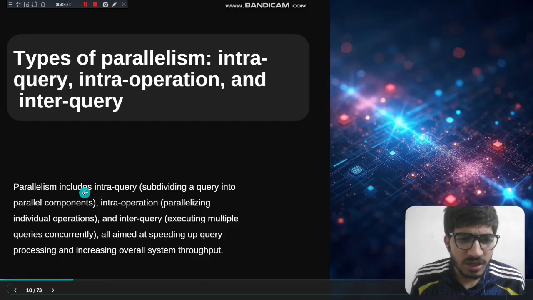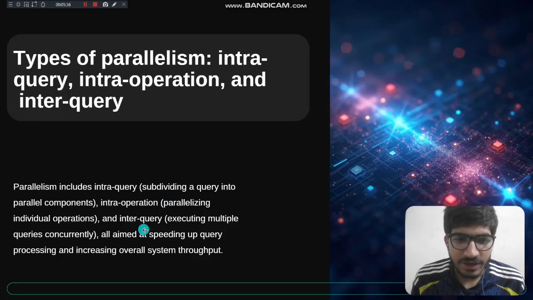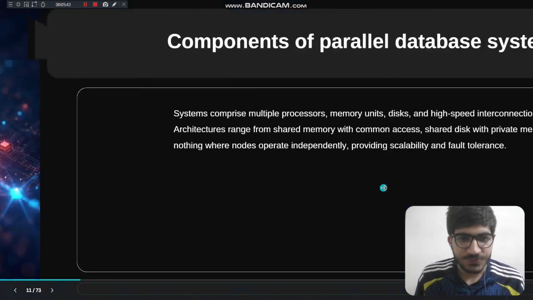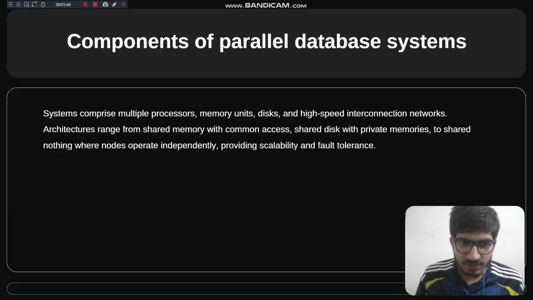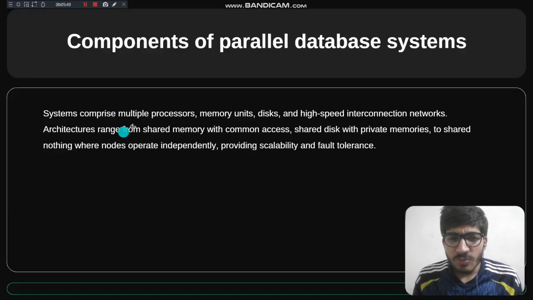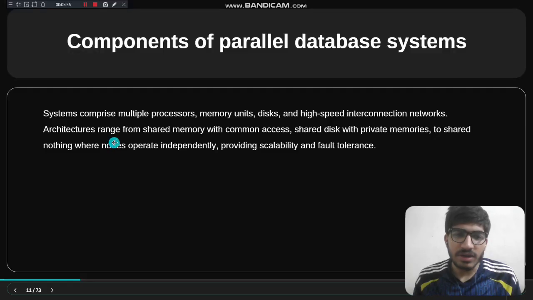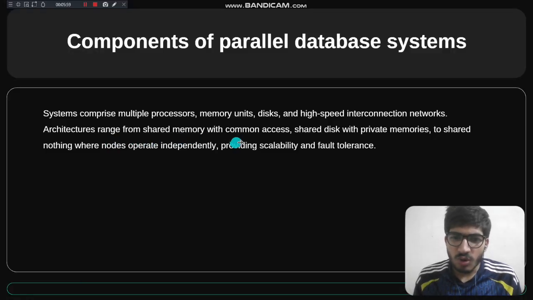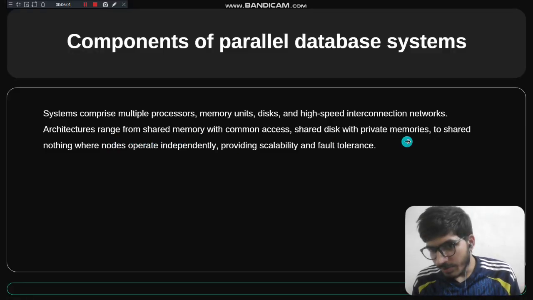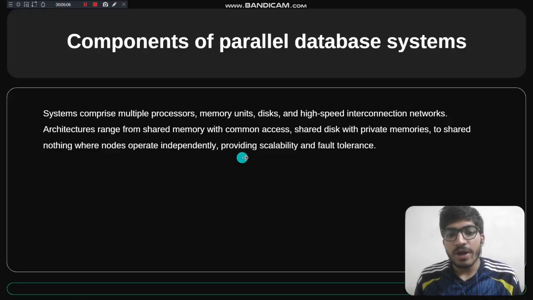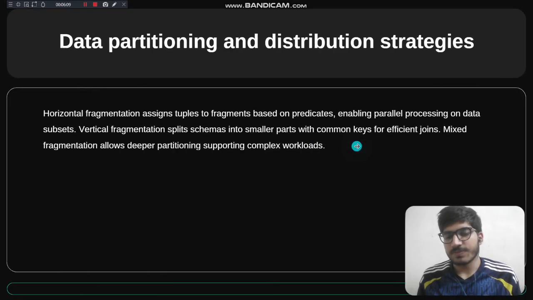Parallelism includes intra-query, intra-operation, and inter-query, all aimed at speeding up query processing and increasing overall system throughput. Now, components of parallel database systems. Systems comprise multiple processors, memory units, disks, and high-speed interconnection networks. Architectures range from shared memory with common access, shared disk with private memories, to shared nothing where nodes operate independently, providing scalability and fault tolerance.